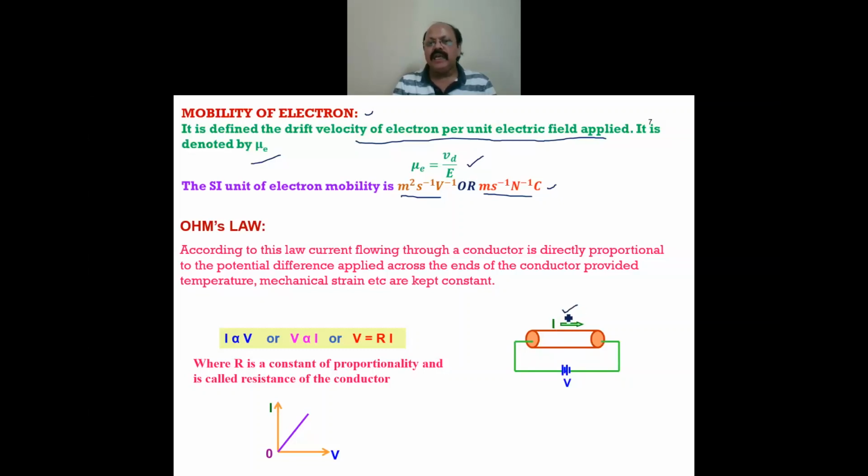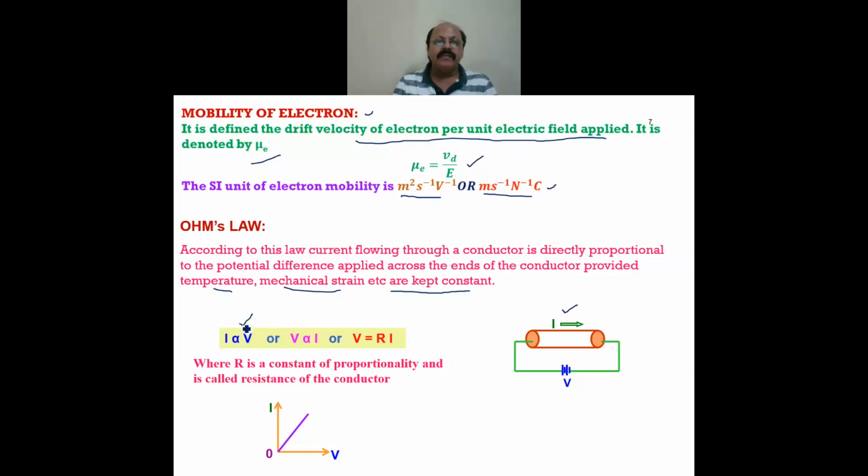Then this electric current flowing through the conductor is directly proportional to the potential difference applied across the ends of the conductor, provided temperature, mechanical strain, etc. are kept constant. So what we are saying, current is directly proportional to the potential difference. You understand this very carefully.